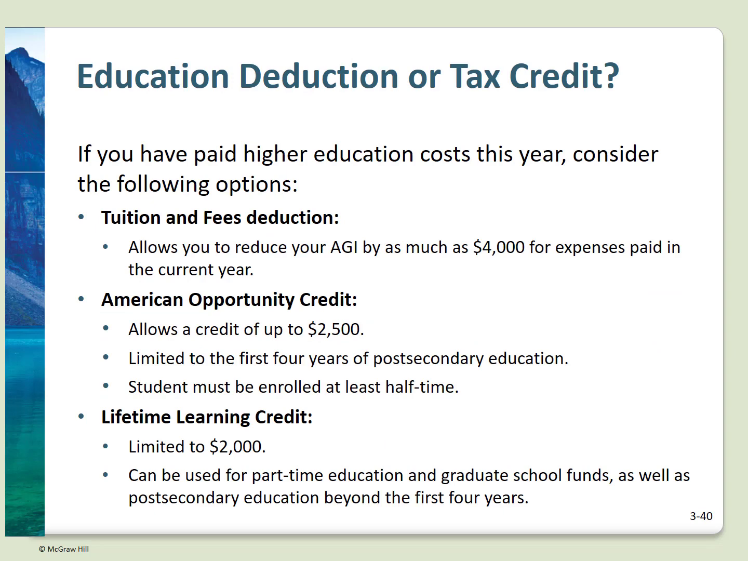You have 3 ways to use higher education expenses in your taxes: tuition and fees deduction, or 2 types of education credit. The tuition and fees deduction allows a reduction in AGI by a maximum of $4,000. The American Opportunity Credit allows a credit up to $2,500, but you've got to be enrolled at least half-time, and it's only good for the first 4 years of post-secondary education. The Lifetime Learning Credit is limited to $2,000, but it can be used for part-time and graduate school, and you can use it beyond 4 years. You need to look at these and figure out which you qualify for and which would be the most attractive in terms of tax reduction.